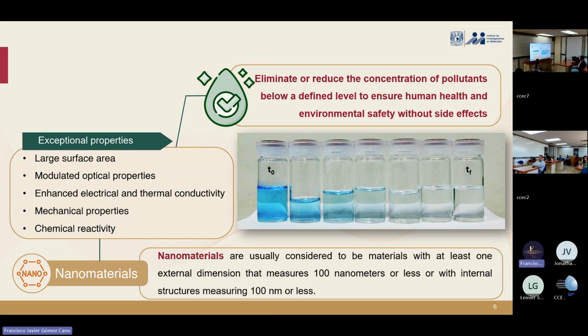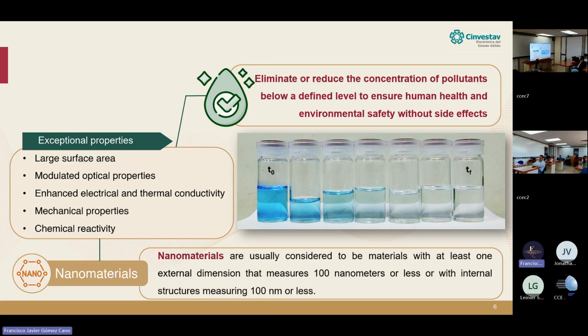When materials are used in water pollution control, the objective in general is to eliminate or reduce the concentration of pollutants below a defined level to ensure human health and environmental safety without side effects. An example of this can be seen in this slide with the use of dyes. Initially, with a high concentration, it's possible to see more coloration, and as time passes in the presence of the nanomaterials, the coloring decreases until it becomes transparent. However, it's important to say that this is not the case for all contaminants, as for many, it is not possible to observe their changes with our eyes, and it's necessary to use specific equipment for their identification or quantification.